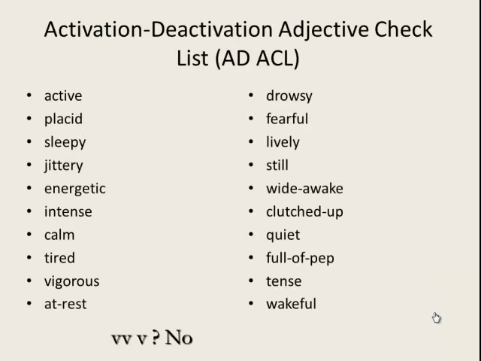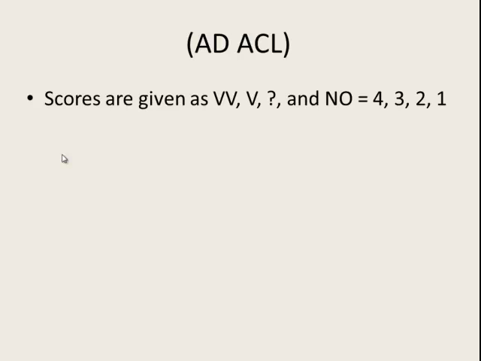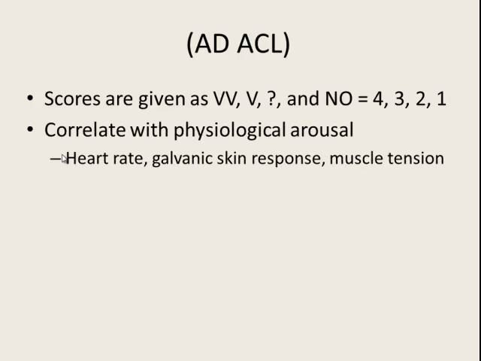One way to monitor arousal activity is with the Activation-Deactivation Adjective Checklist. What this does is it asks people to respond whether they are very, very calm, just kind of very calm, whether they're not sure, or whether there's no. So this is a scale, and you might ask them to do this at different parts of the day. Scores are given on a 4 to 1 scale, 4 being very, that really defines their current arousal state. And these correlate with physiological arousal.